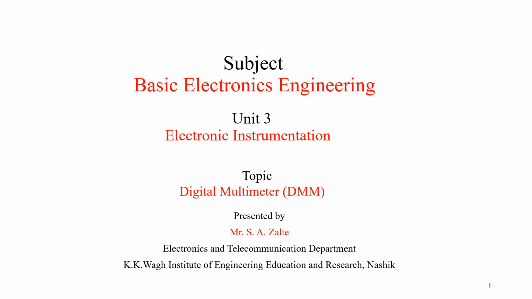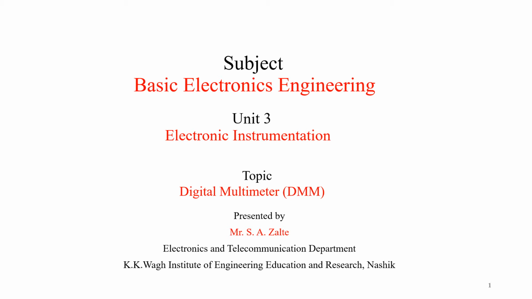Hello friends, from this lecture we will start with our unit number 3, that is electronic instrumentation. In unit number 3, we will cover the different electronic instruments like digital multimeter, then the function generator, then the DSO, that is digital storage oscilloscope, then AC/DC power supply, then the auto transformer, and the analog ammeter and analog voltmeter.